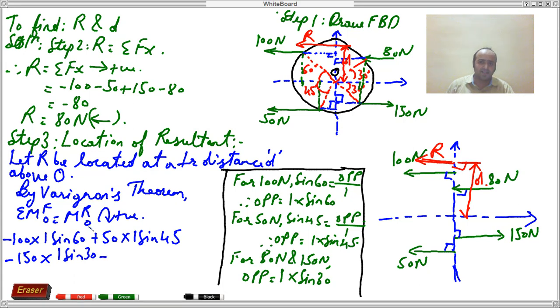Same way, minus 80 into 1 sine of 30 is equal to, same way my dear friends, the resultant is causing the body to rotate in anti-clockwise sense, that is minus 80. It is not because it is acting towards left that it is taken as negative, but with respect to O, R is causing the body to rotate in anti-clockwise sense, that is why it is taken as negative. We have considered clockwise sense as positive, so minus 80 into D. So friends, let us get the value of this, so that finally we will be in a position to get the value of D over here.